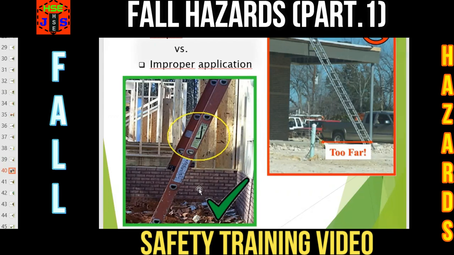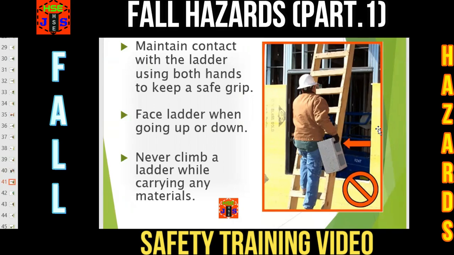In this example, have a look. The distance from the bottom is acceptable. It is maintaining the ratio of 4:1. But in this case, distance from the bottom is too much. It is too far. That's why this ladder is not safe for use. Maintain contact with the ladder using both hands to keep a safe grip.